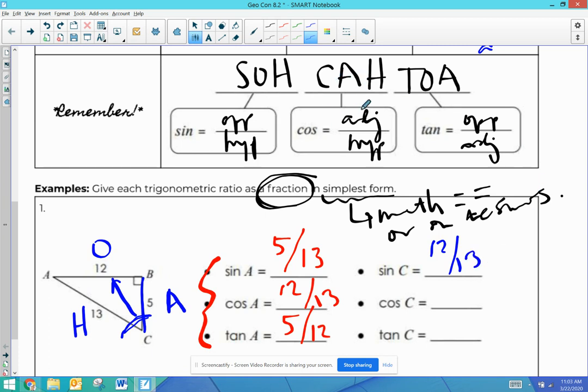Cosine: adjacent over hypotenuse. Tangent: opposite over adjacent.